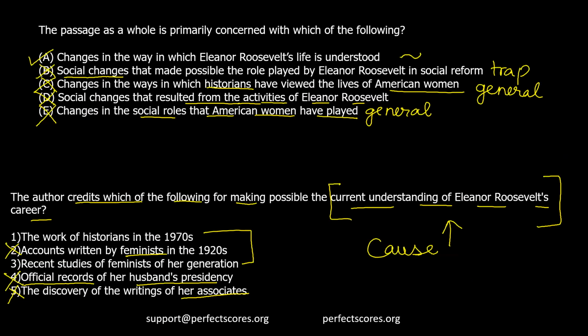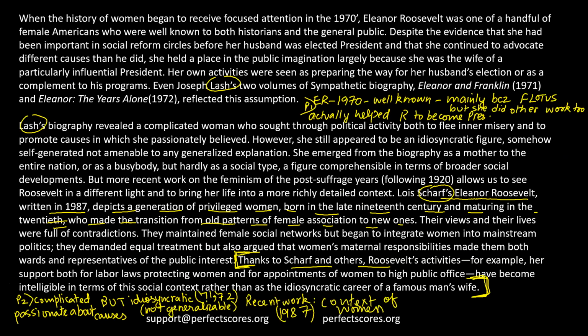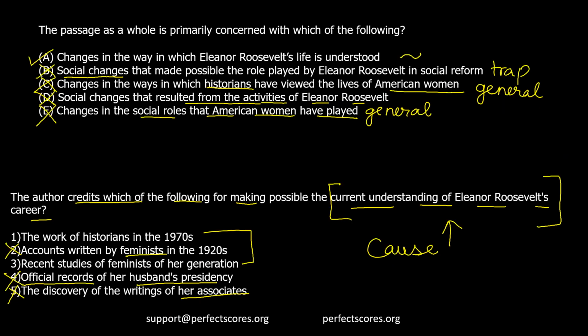Let me go to the question once again. The author credits which of the following for making possible the current understanding of this? Thanks to Scarf and others, so these are definitely these historians, her activities have become intelligible, so we are able to understand it. So yes, current understanding, so yes, A, this one is the answer.